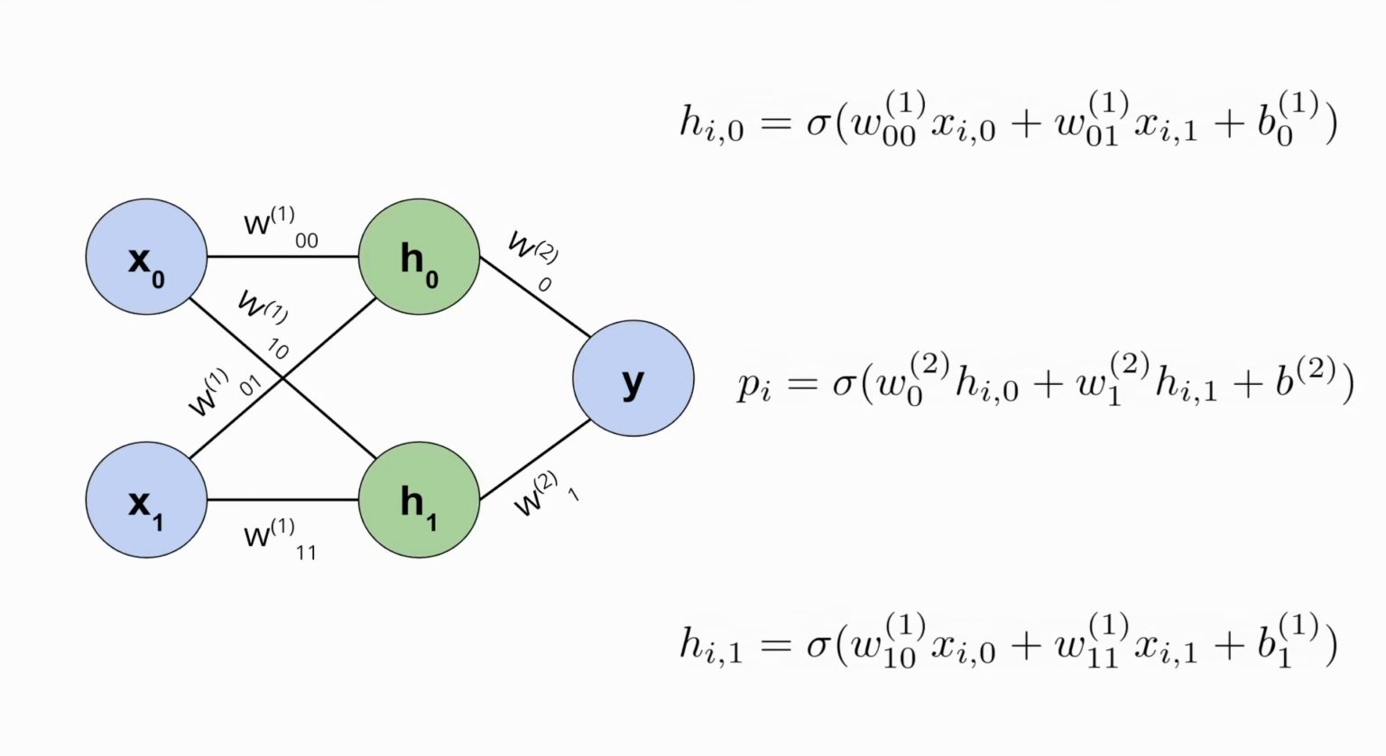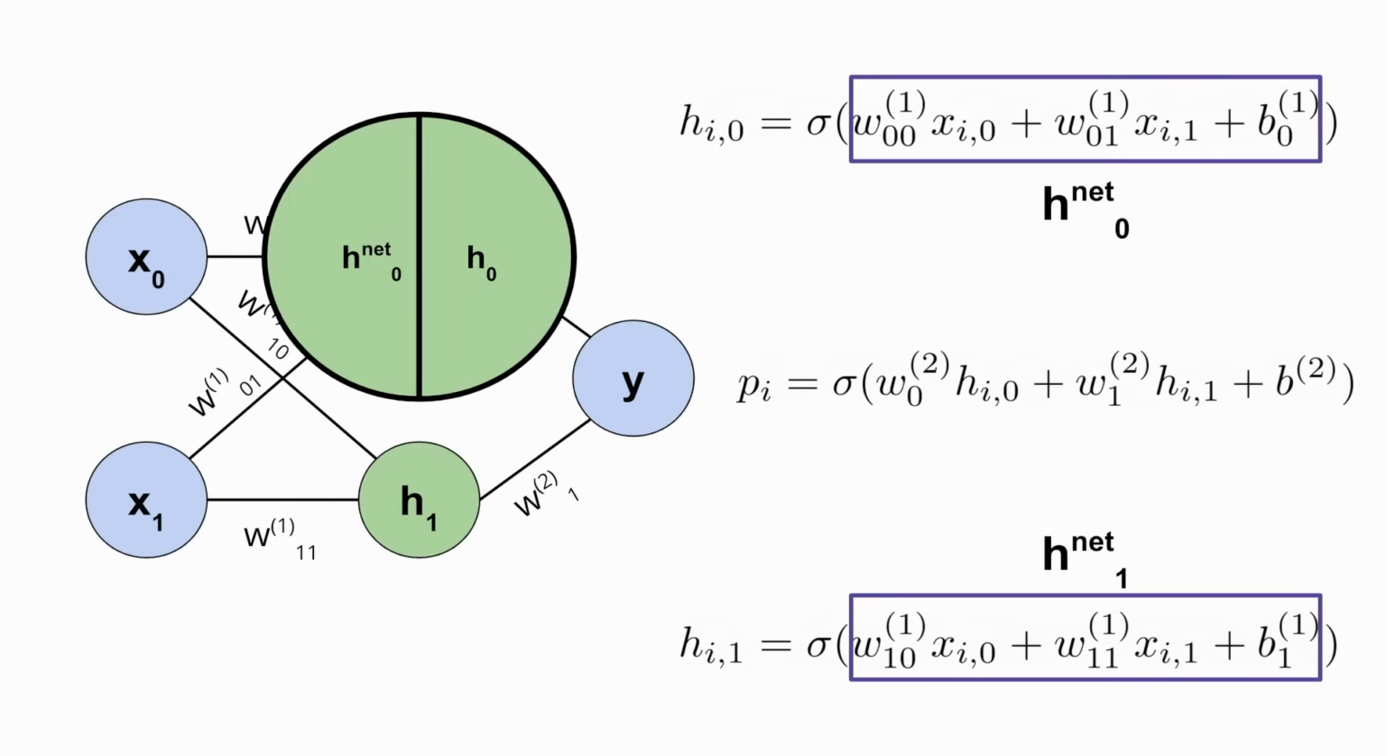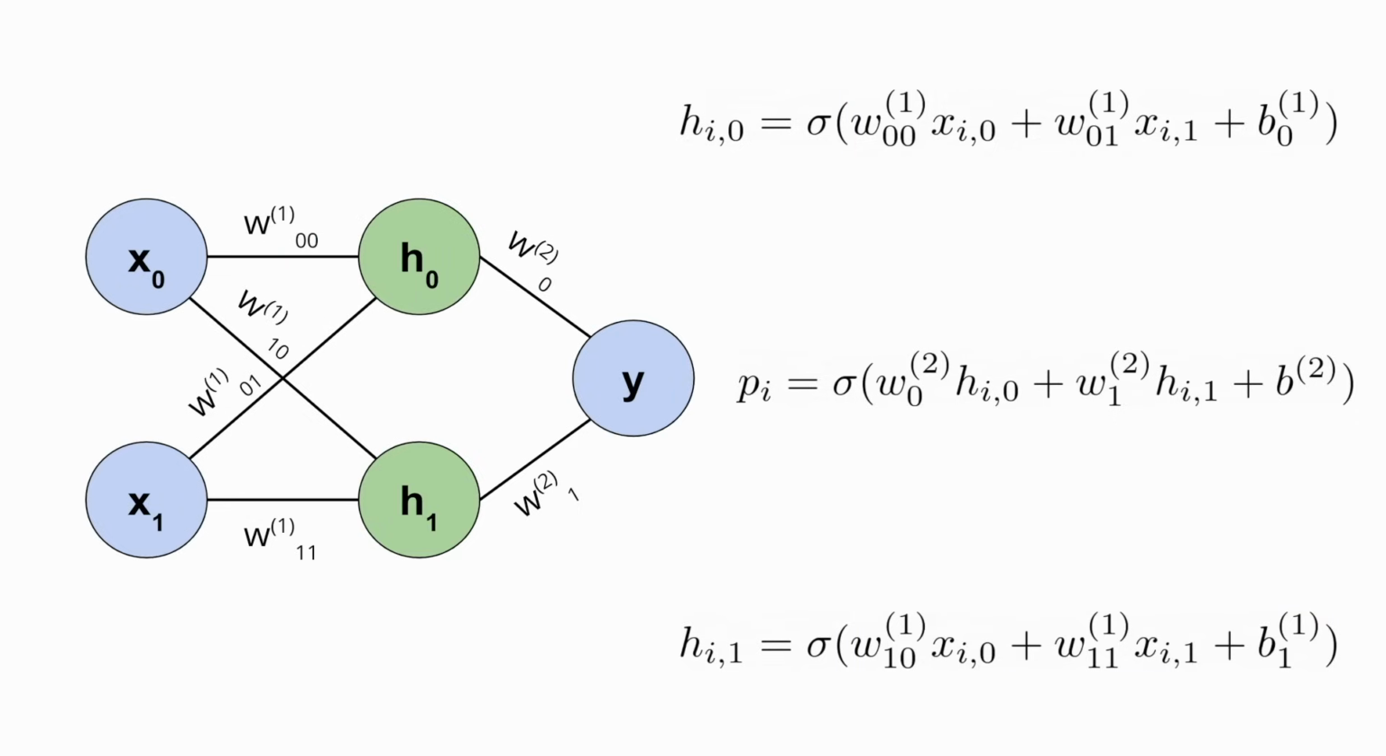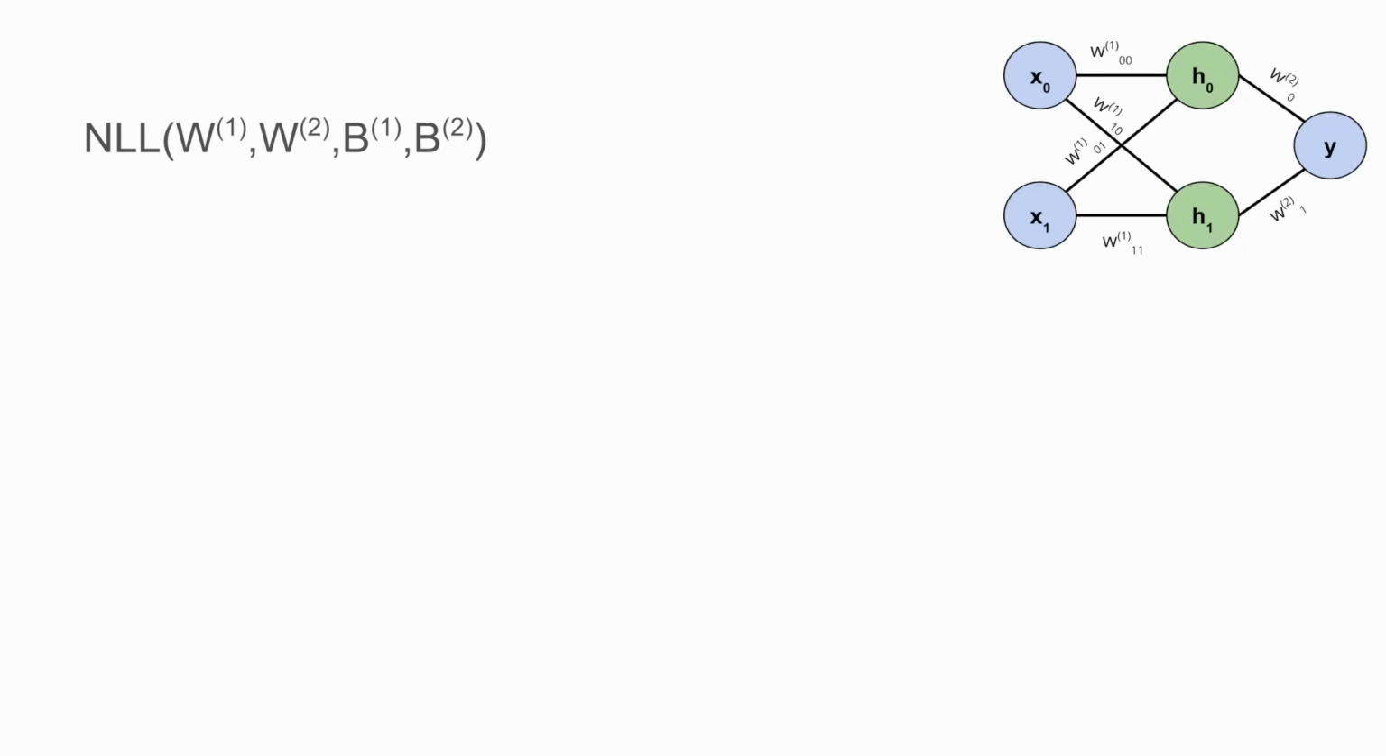We'll also distinguish h0 as the output of a sigmoid function from hnet0, which is the input to that sigmoid function. We can now evaluate how well our neural network describes the data we have by comparing the probabilities it assigns to our data, which we now know how to compute, to the classes recorded in the data. Exactly like logistic regression, we'll use the negative log likelihood to do so.